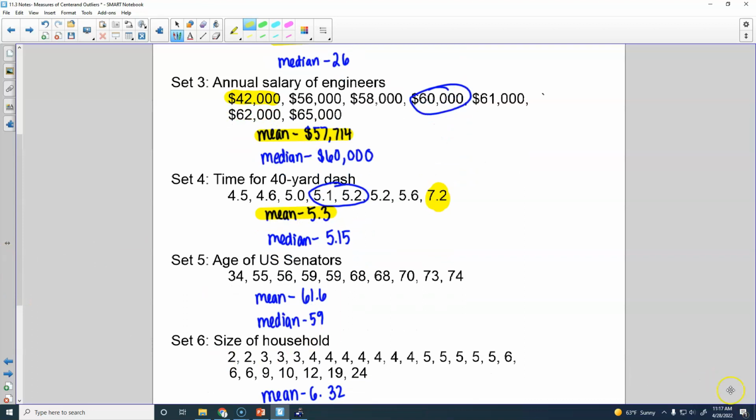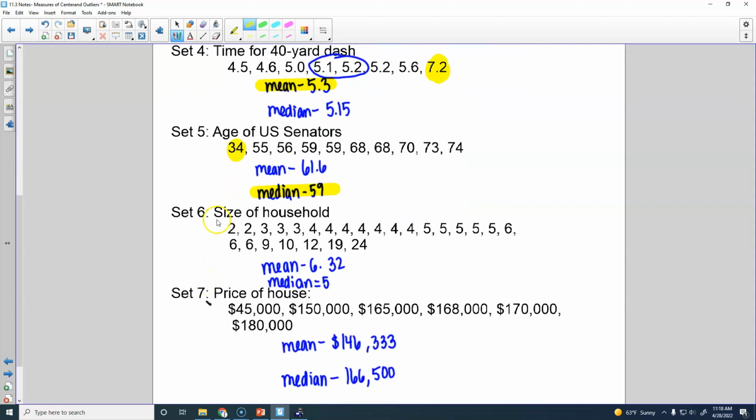All right, U.S. Senators at 34 is a little low. Notice here, this time, it's actually the median that's lower on that one. So, we'll talk about that in a second. Size of household. How many people live in your house? 24 is a lot. We got 19 and 24 right here, so we got like the Duggars in this particular count.